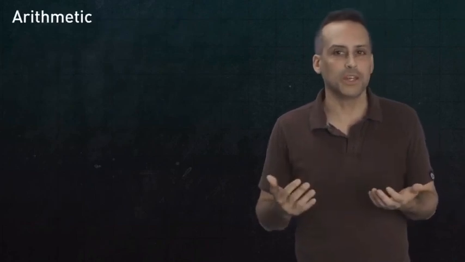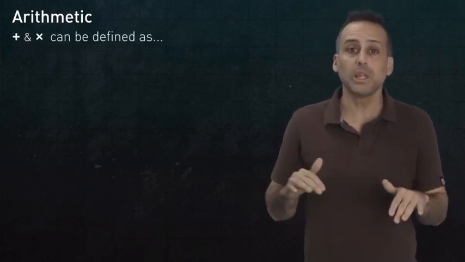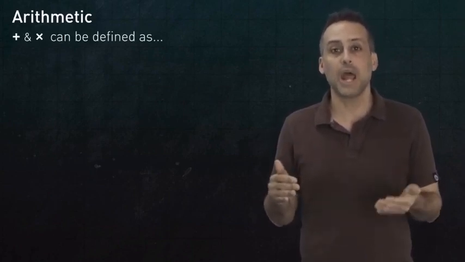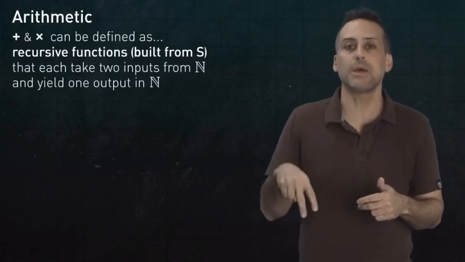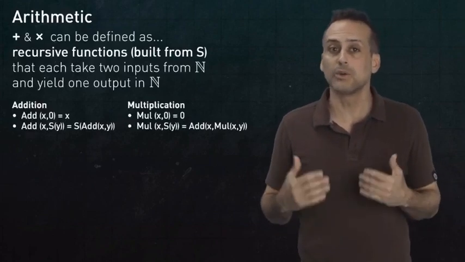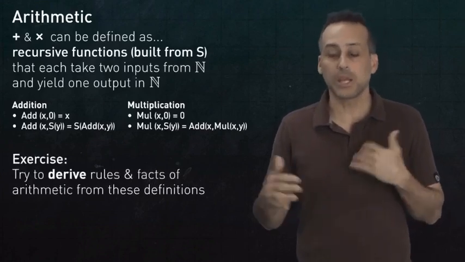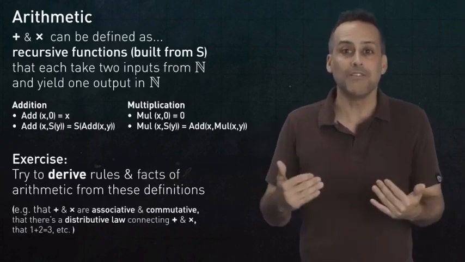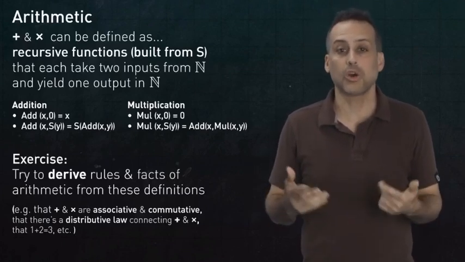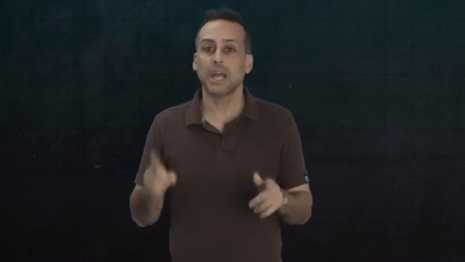First, what about arithmetic? It turns out that you can define both addition and multiplication solely in terms of the successor function S. Each of those operations, in fact, can be viewed as a function that takes two inputs from N and yields one output in N. And they can be defined recursively by the following rules. Now, I don't have time to do it here, but it is a fun challenge to play around with these rules in order to derive simple facts like 1 plus 2 equals 3, or that addition and multiplication are commutative and associative, or that they obey a distributive rule. Super fun.